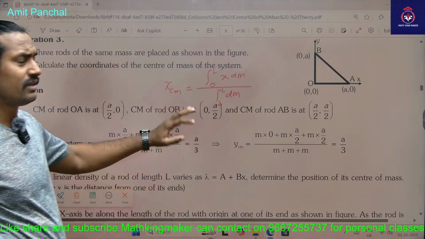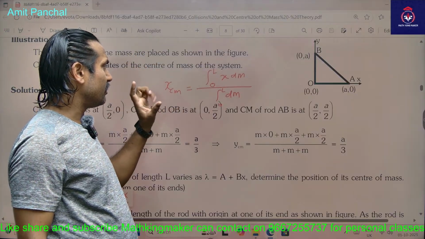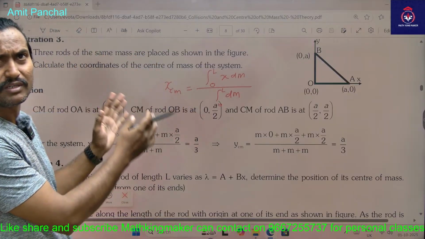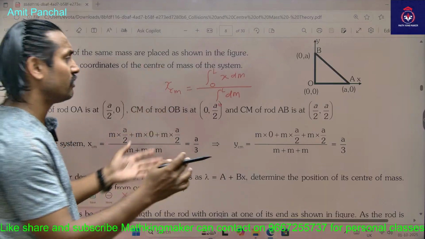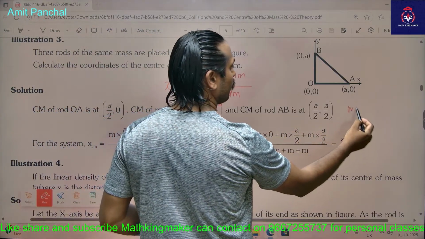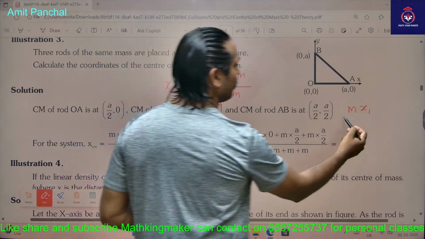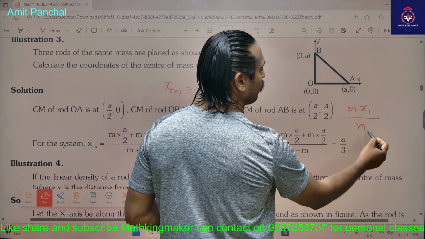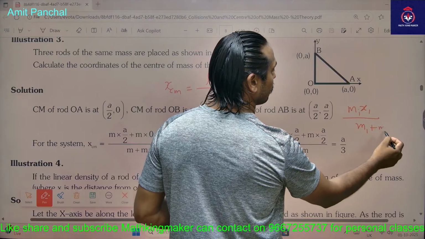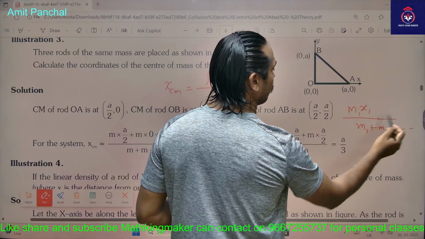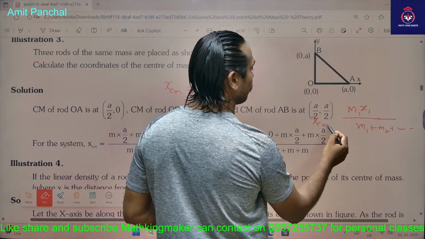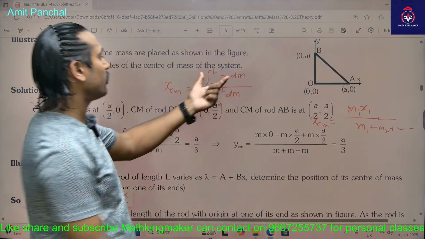It is not a different concept, it is the same concept. What we were doing in the previous one was multiplying m with x1, and we divided it by the total m, m1 plus m2 plus and so on. So that was your xcm. In this also we are doing the same thing.